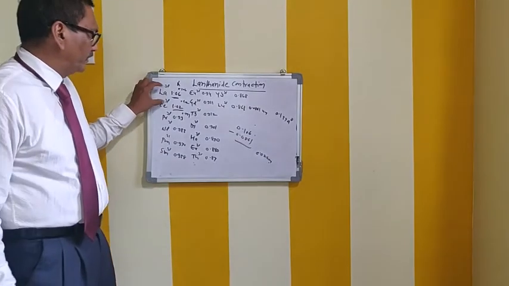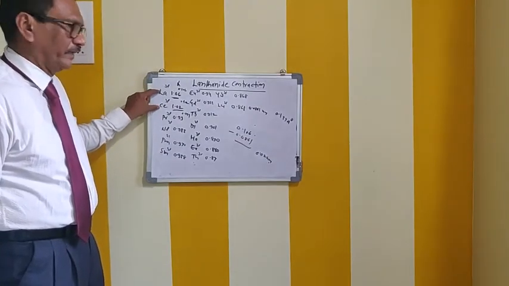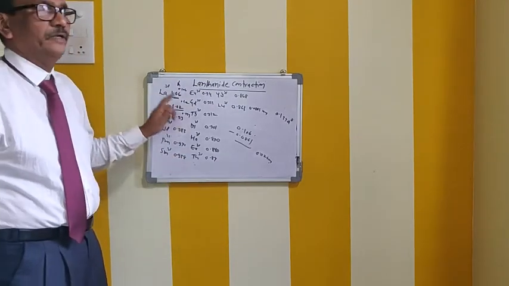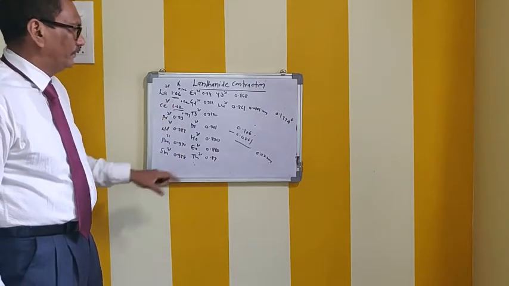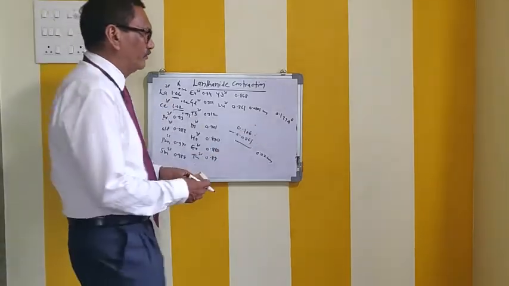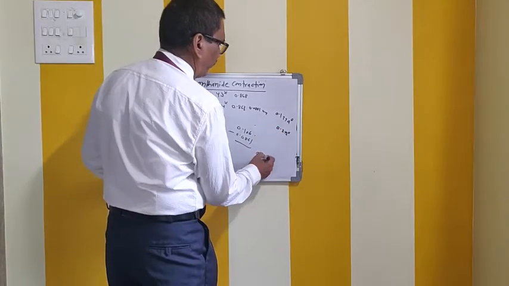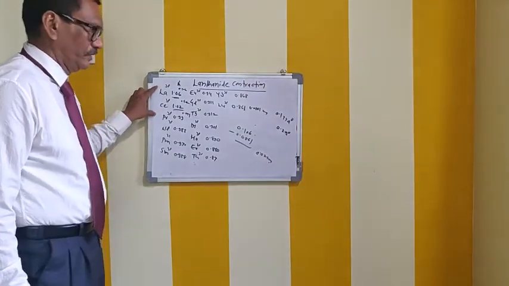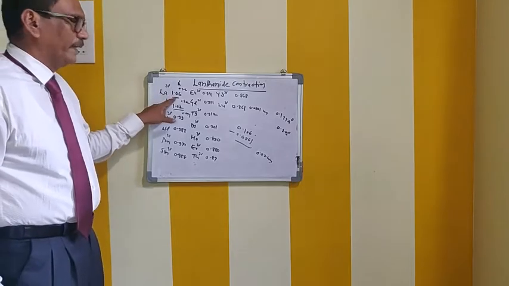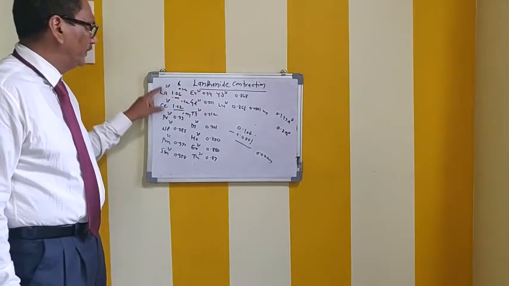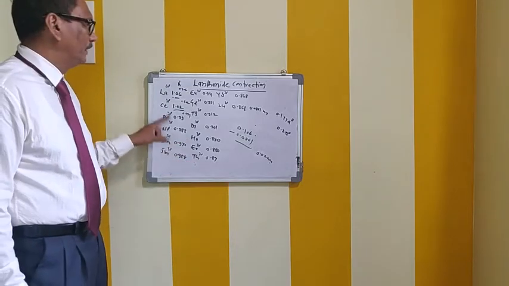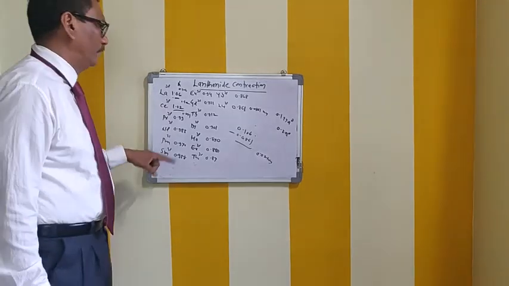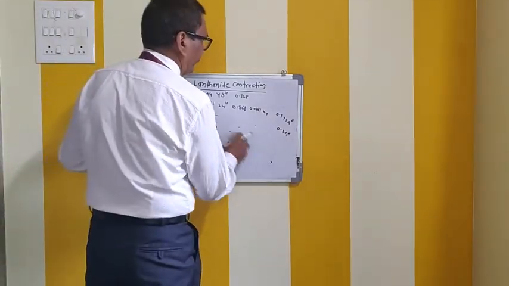So the successive reduction in size from one lanthanide to the next is very small, but the total decrease is quite significant, amounting to 0.22, almost we can take 0.2 angstrom or 0.02 nanometer. So this steady decrease in the atomic and ionic size of the lanthanides with increase in atomic number is called the lanthanide contraction, or contraction in size taking place.